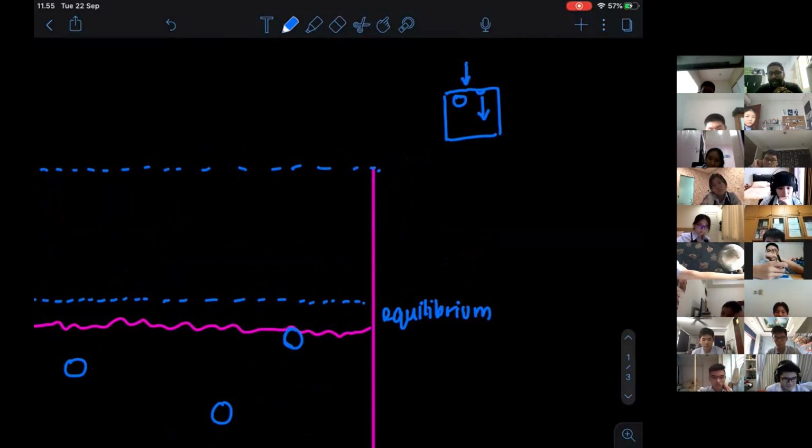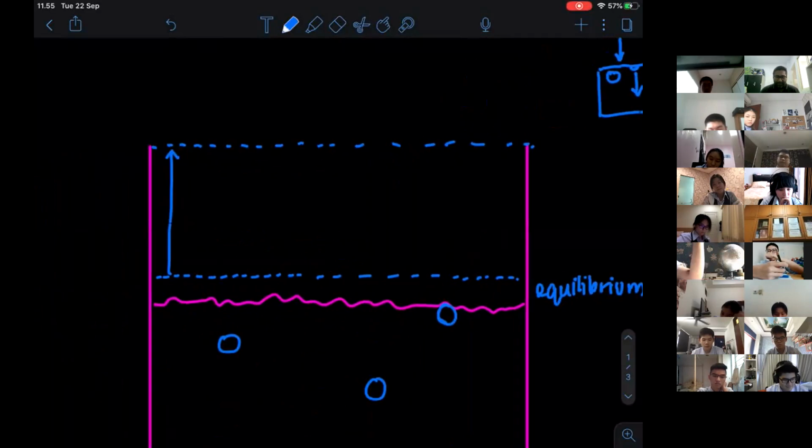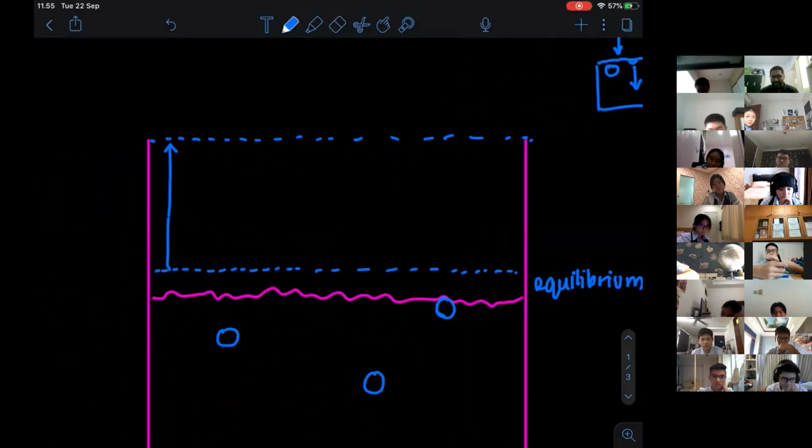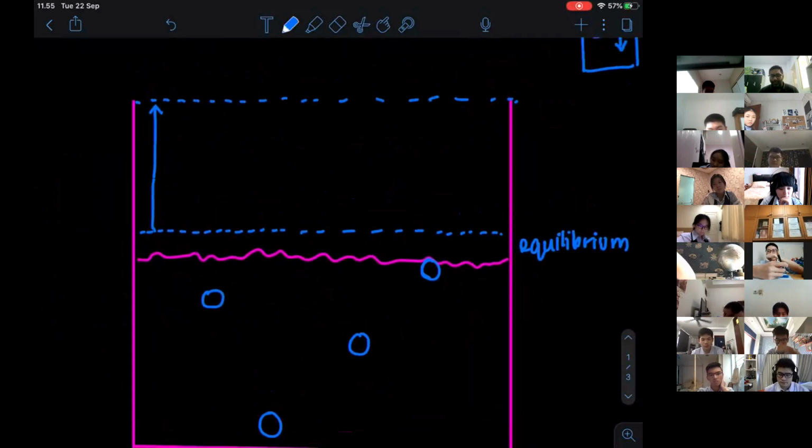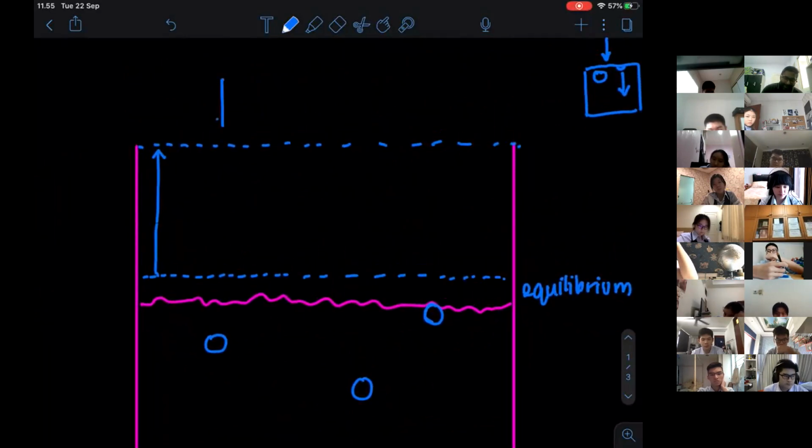You have a physical barrier over there that will prevent the gas from escaping. In this case, the physical barrier that we are talking about, even though the beaker is not closed, is the air itself. The air itself will exert a pressure. So this pressure exerted by the air towards the water molecules is supposed to be more towards here.